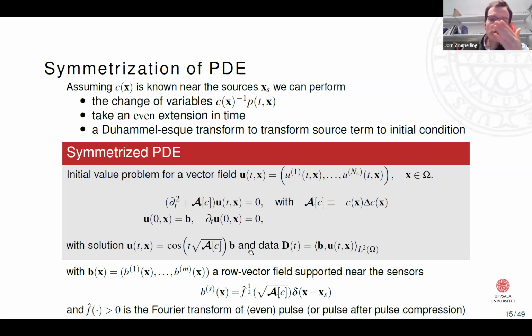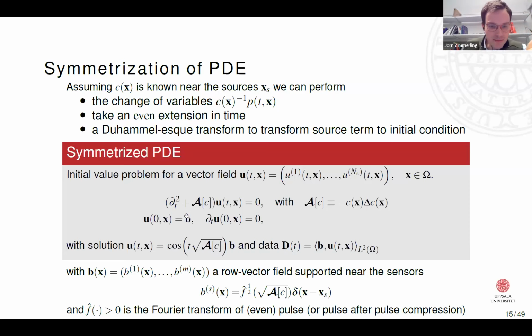And you can show that the data, which is the pressure at a single point, can be expressed in a symmetric fashion. So essentially you can define the inner product with your source functions, because we assume coinciding sources and receivers. You can define the inner product with the source functions on these fields u as your data. And you can relate this data to the data you measure.